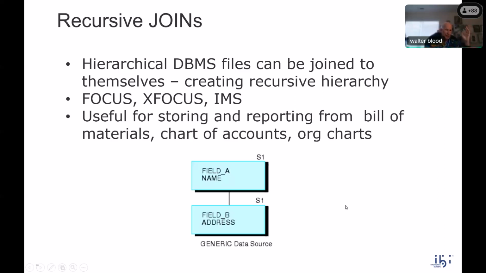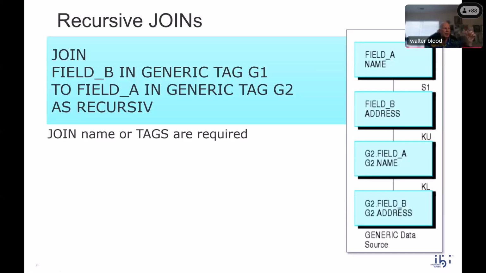Now, in doing this, as soon as I do a join, I can join from field B in generic tag G1 to field A in generic tag G2. I'm connecting them from the bottom. I'm connecting to the bottom, and that's the important thing. Join names and tags are required here, so I can literally create a view of that recursive database. The database only exists as field names of the two segments, name and address. That's it. But when we look at it, we see it as a somewhat larger hierarchy, and it allows us to actually report off of it that way.